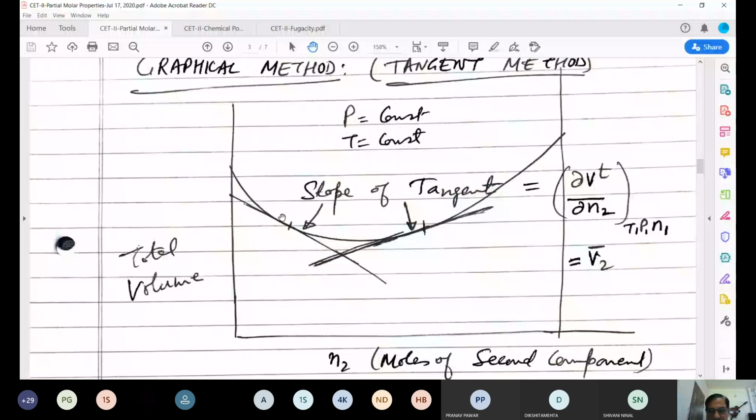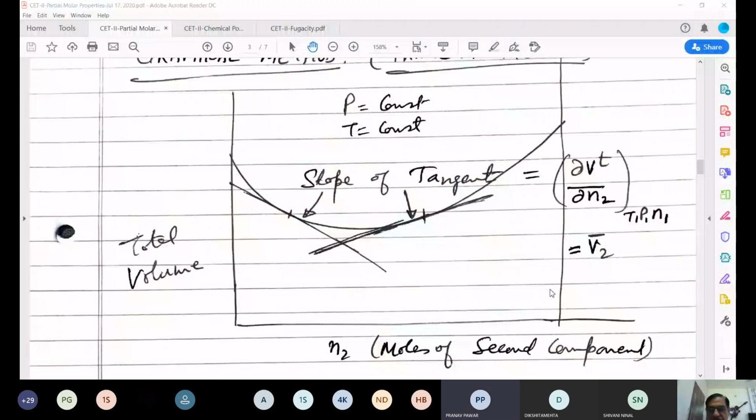Any doubts, questions? Is it clear to all? Siddhi? Sir, can you repeat?